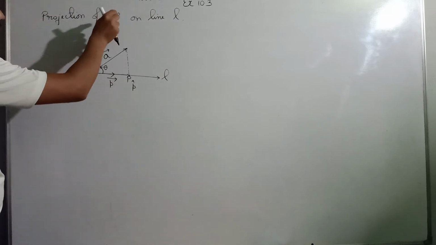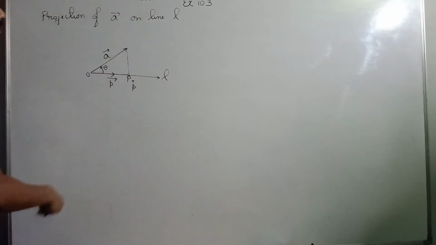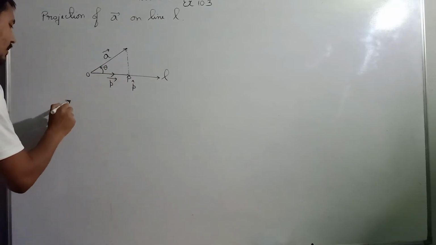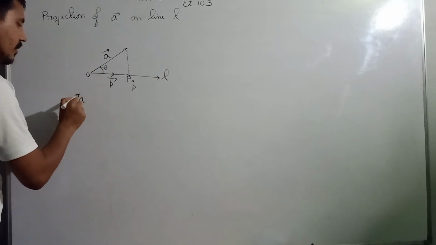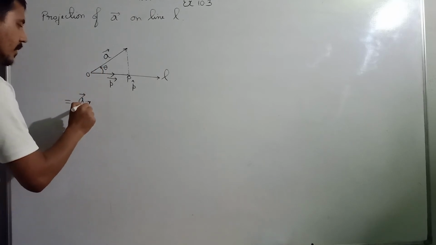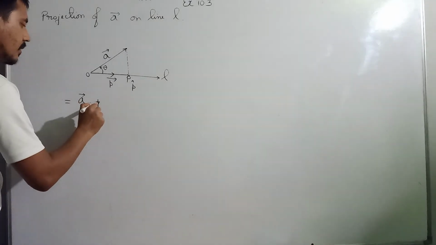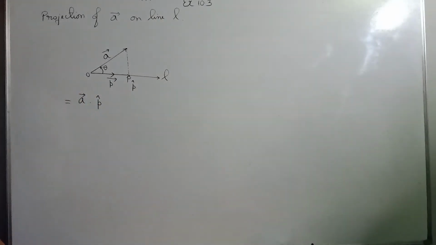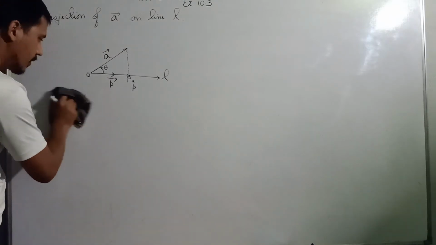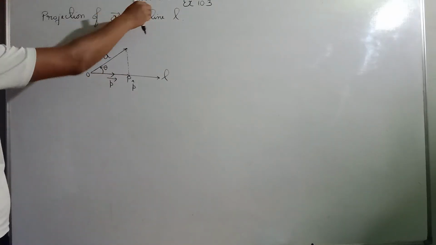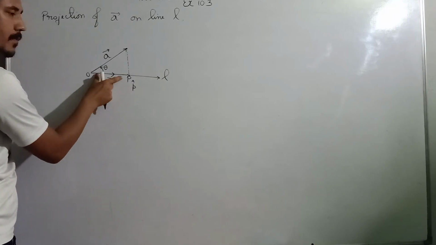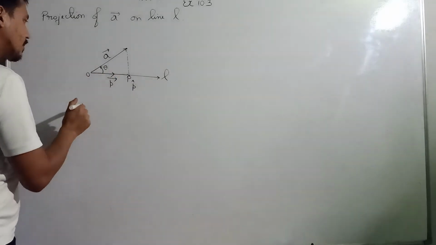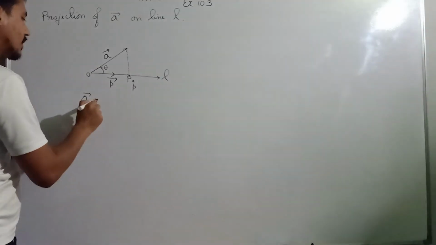So the projection of any vector on any directed line, in this case, will be given by what? You want to find out the projection of A, right? So A dot unit vector P. Or you can write that the projection of a vector A on this line L will be given by, here vector P represents the projection. So what you can simply do is, you write the scalar product.